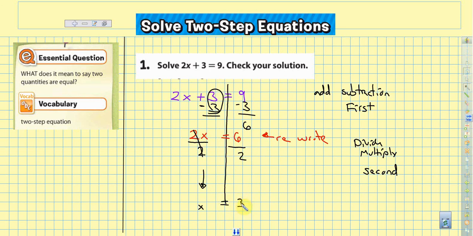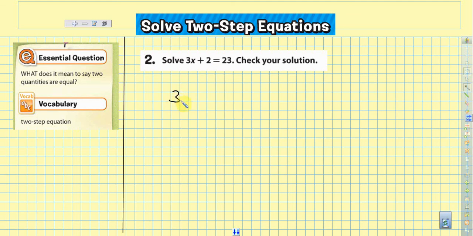Now let's see if this works out. Just like I said before, just like in a one-step equation, we can take our 3. We have 2, and now our 3 instead of x, plus 3 equals 9. Well, 2 times 3 is 6, plus 3 is 9. That's our answer. Let's take a look at another one.